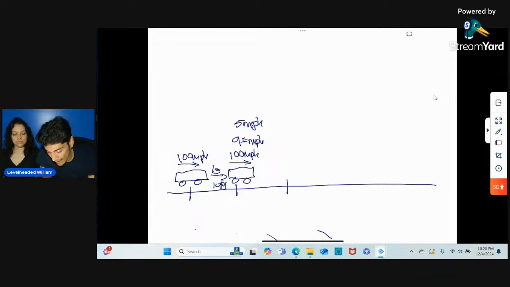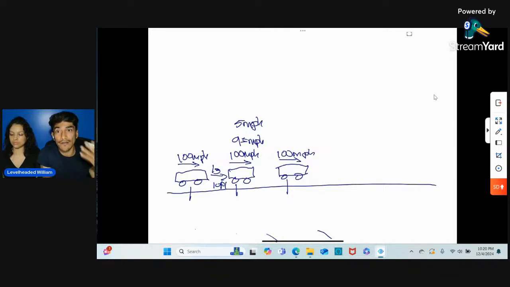Now, if it was further ahead, like right here, for example, again, moving at a constant 100 miles per hour, now it has 2 seconds to decelerate, we'll say, which means it's going to be able to decelerate down to 90 miles an hour, because now I was able to decelerate another 5 miles an hour.